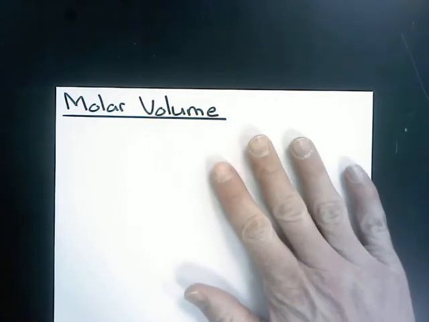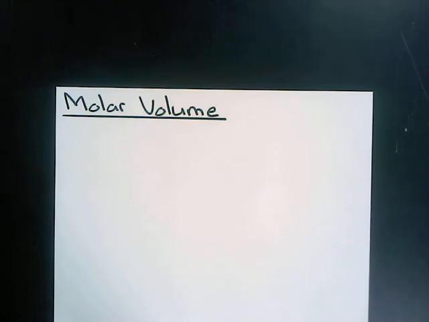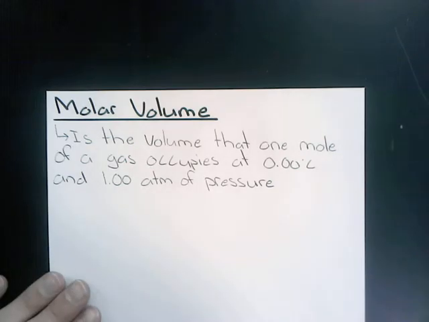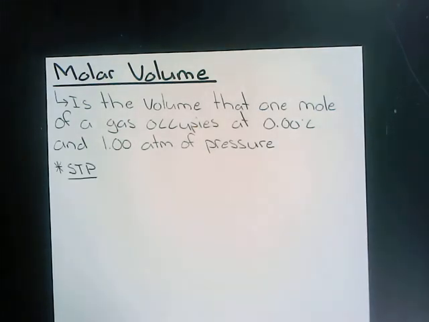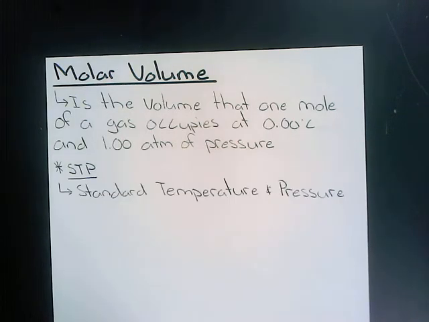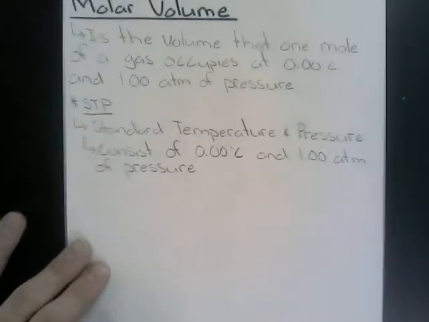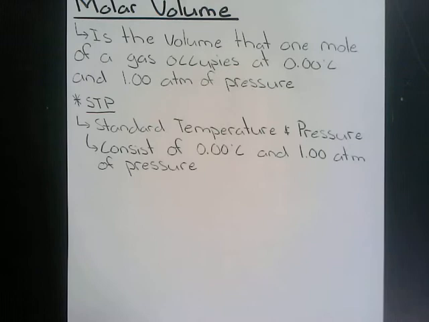So molar volume is going to be the volume that 1 mole of a gas occupies at 0 degrees Celsius in 1 atmosphere of pressure. Now, 0 degrees Celsius in 1 atmosphere is what we call STP conditions. And so STP stands for standard temperature and pressure. And so these conditions are 0 degrees Celsius in 1 atmosphere of pressure.